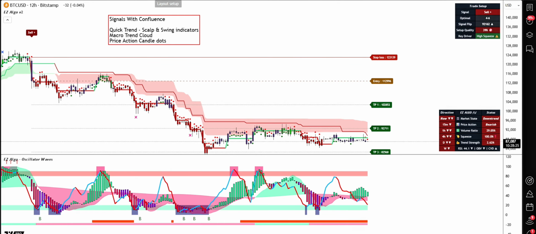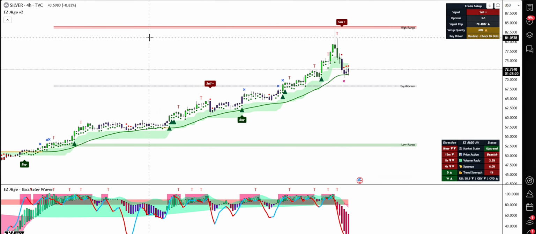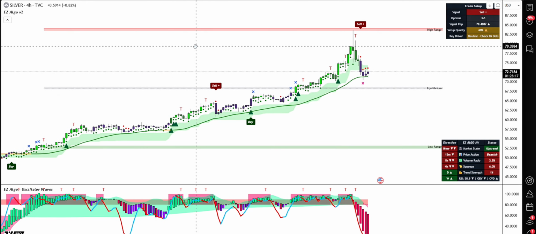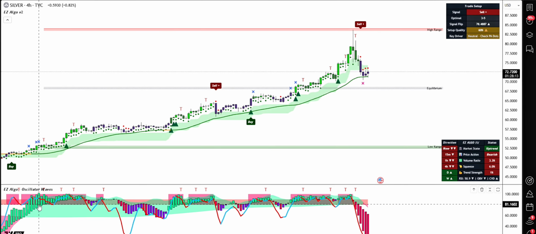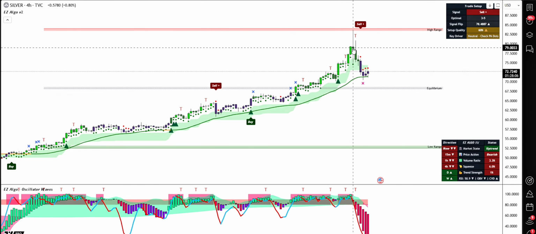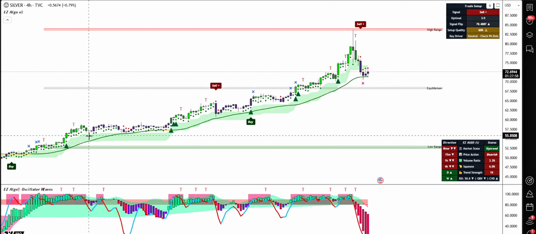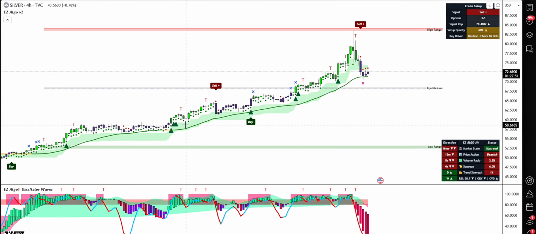Now, if we want something like a parabolic chart, as we're following price action like that, let's pull up silver right here. We have the 4-hour time frame. You can clearly see that our oscillator waves, the overlay trend cloud, has been green for this entire up move from this range that started around 50 right here, all the way up to, what was the high price for silver? 83, which is crazy. Our price action dots were kind of leading the way. We have some momentum candle markers up on here to show us when these new breakouts were taking place.